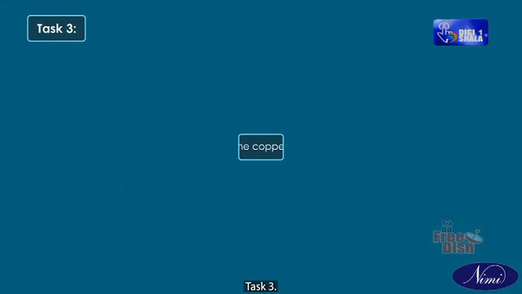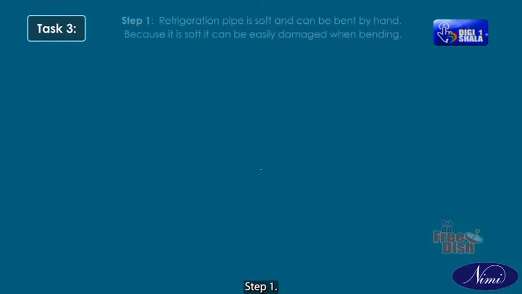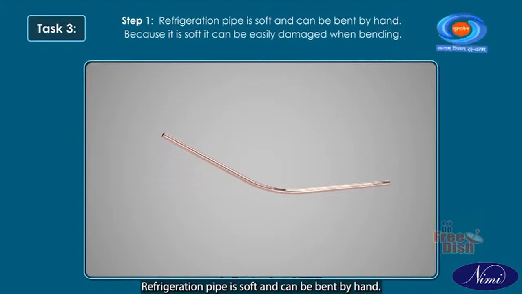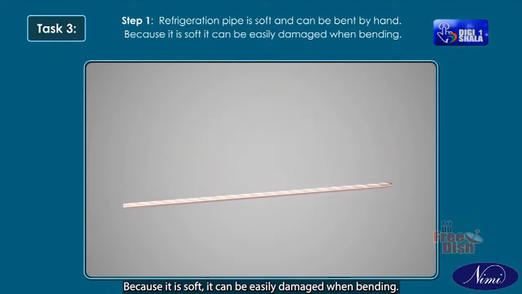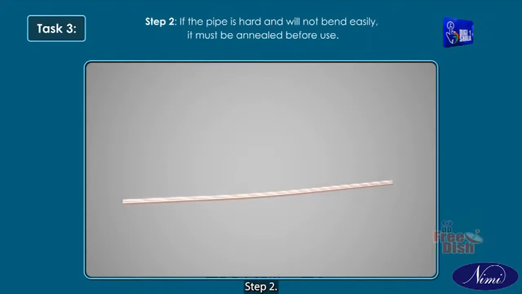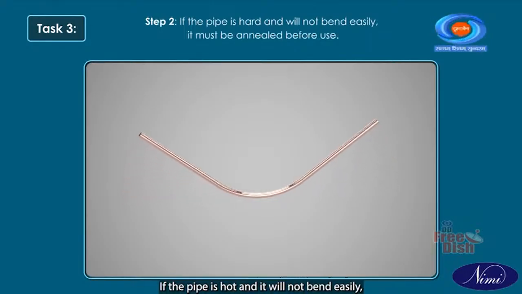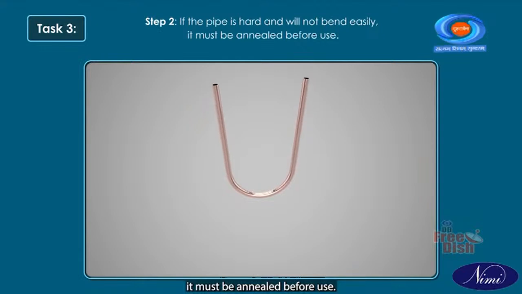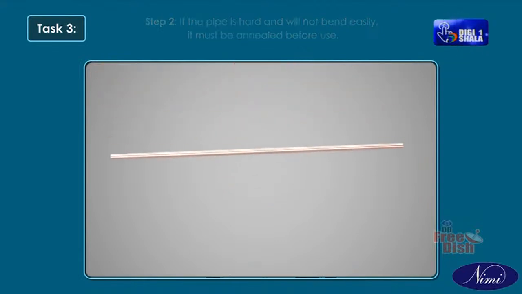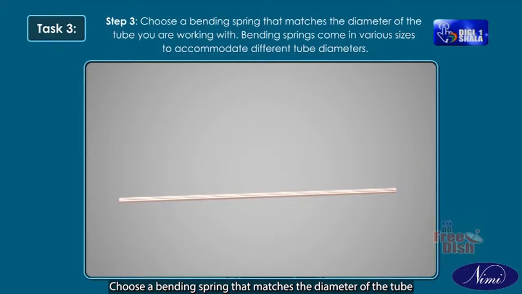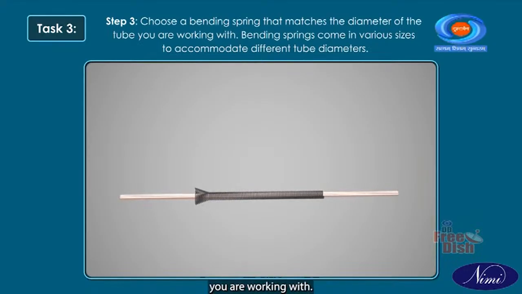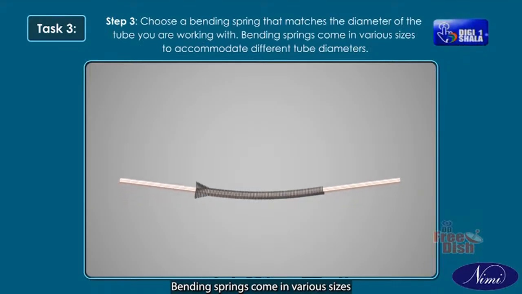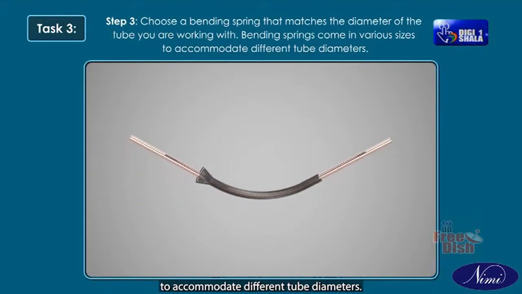Task 3. Bend the copper tube. Step 1. Refrigeration pipe is soft and can be bent by hand. Because it is soft, it can be easily damaged when bending. Step 2. If the pipe is hard and will not bend easily, it must be annealed before use. Step 3. Choose a bending spring that matches the diameter of the tube you are working with. Bending springs come in various sizes to accommodate different tube diameters.